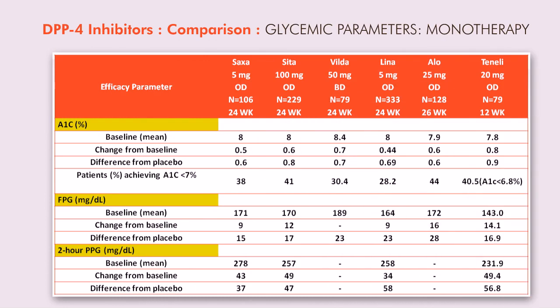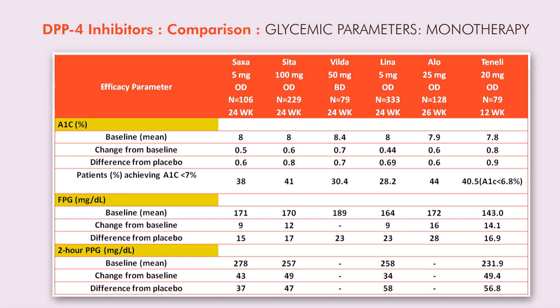Now, if you look at the efficacy of all the gliptins when used as a monotherapy, because we don't have head-to-head trials, we can compare the efficacy by looking at the data present in the respective PIs. We arranged this data for all the gliptins, particularly for the 3 parameters A1C, FPG and PPG. First column is for Saxa, then Sita, Vilda, Lina, Allo, and lastly teneligliptin. There is also mention of the number of subjects, dose and duration of the trial.